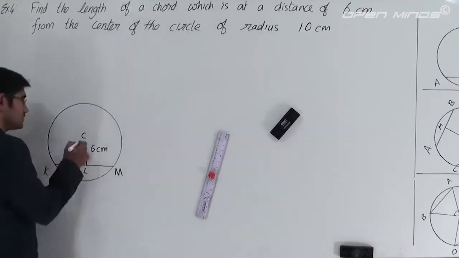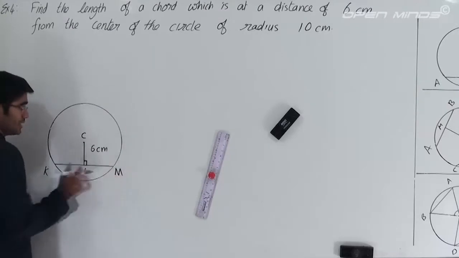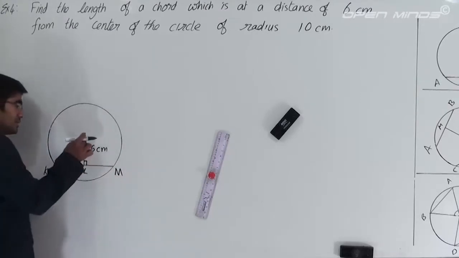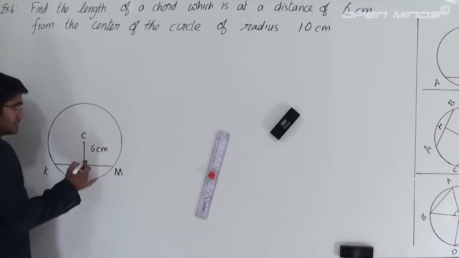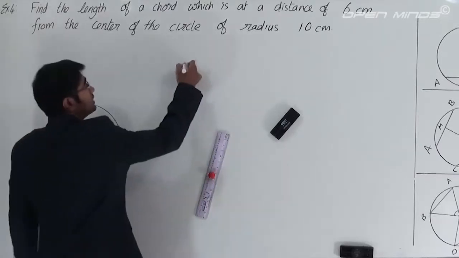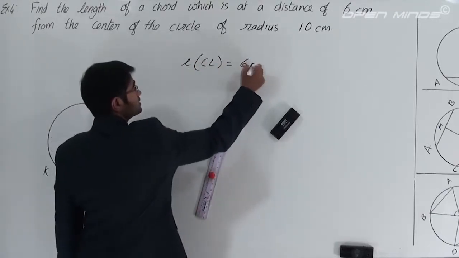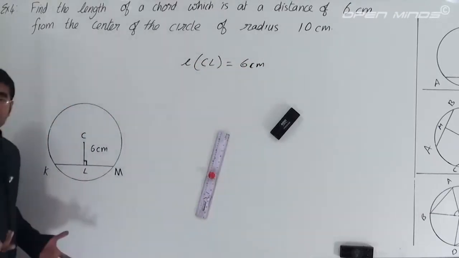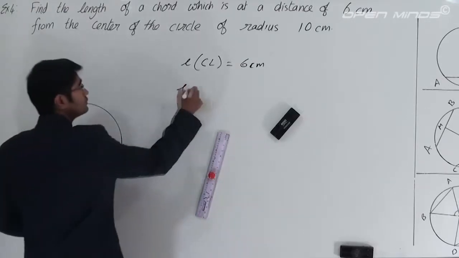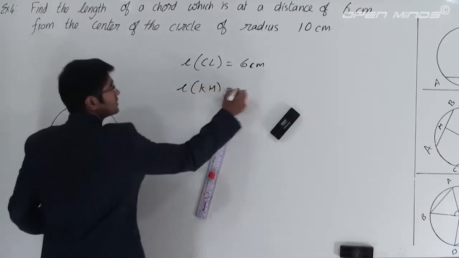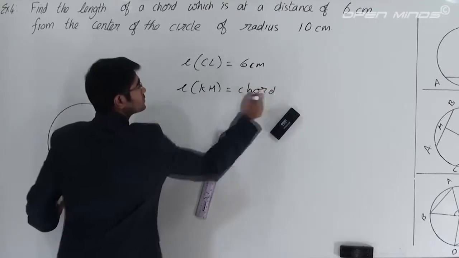So let's say that is the center of the circle, and that is the chord KM. All right, and it is at a distance of 6 centimeters. So it means this perpendicular distance from the center to the chord is 6. That's given to me. So I can write the length of CL is nothing but 6 centimeters. Okay, what am I supposed to find out? The length of KM, which is nothing but my chord. All right, that's what's required.